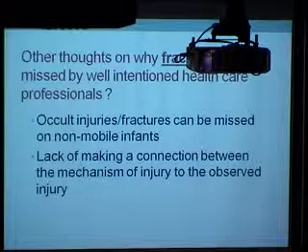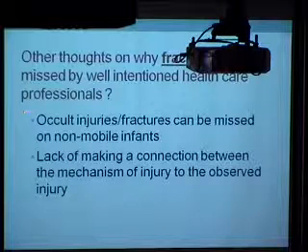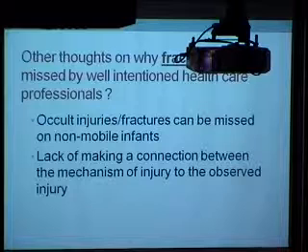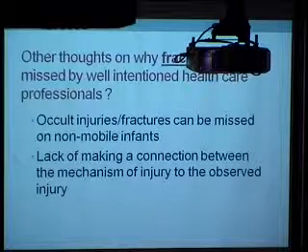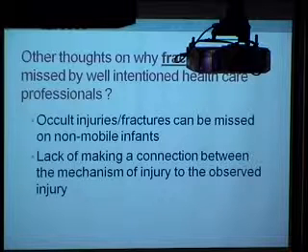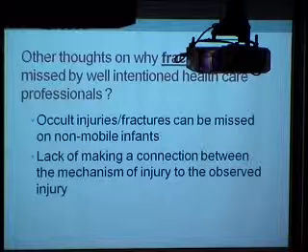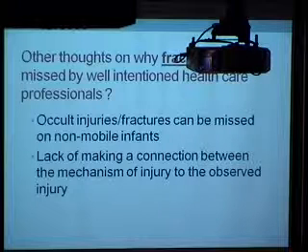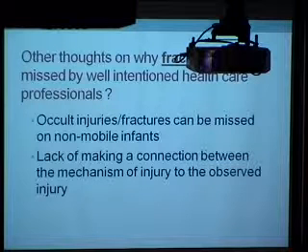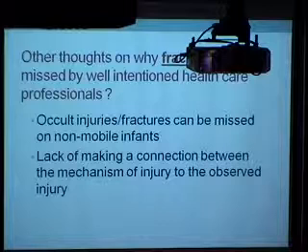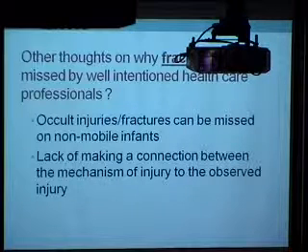So other thoughts about why fractures are missed by healthcare professionals. Occult injuries and fractures can be missed with non-mobile infants because they're not going to demonstrate to you that they have a fracture as easily as a toddler who's walking around. And I'm going to go into more depth about that. And then also people in the literature talk about just this lack of making a connection between the mechanism of injury and the observed injury on radiologic studies. And I'm going to try to go into that a little bit more.